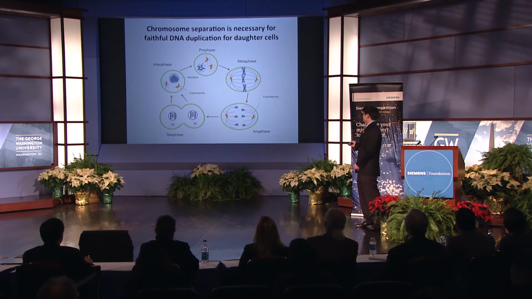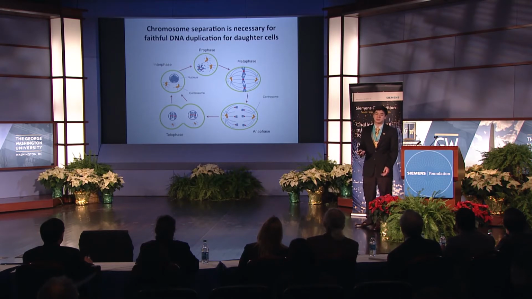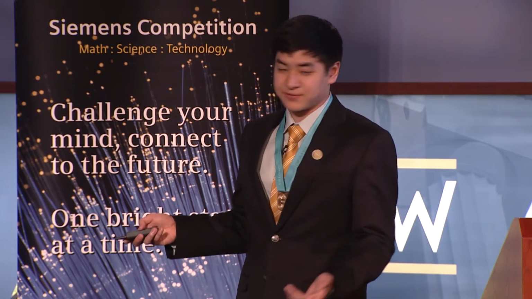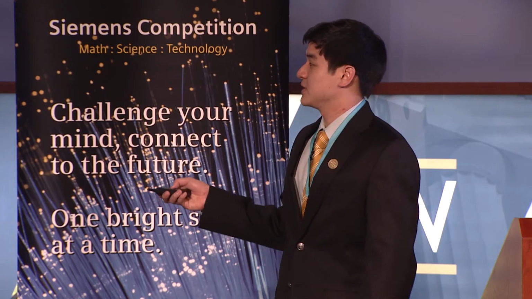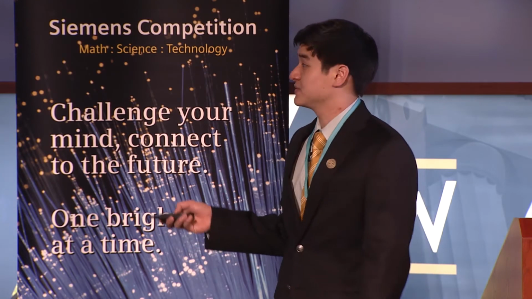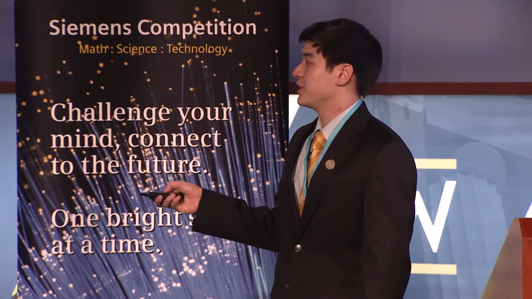I'd like to emphasize that during anaphase, chromosome separation is very important to ensure that each daughter cell obtains a copy of the parent DNA. How are chromosomes separated? There are many different forces which act on chromosomes for their separation, and one of these has been proposed to be dynein at the cell cortex, or the inner layer of the cell membrane.